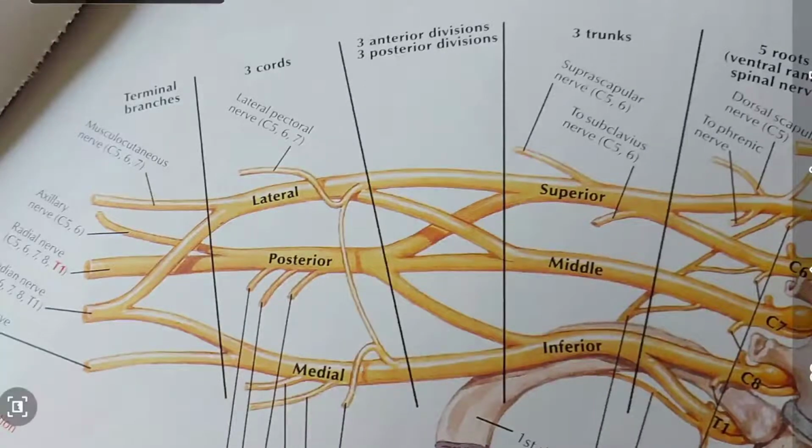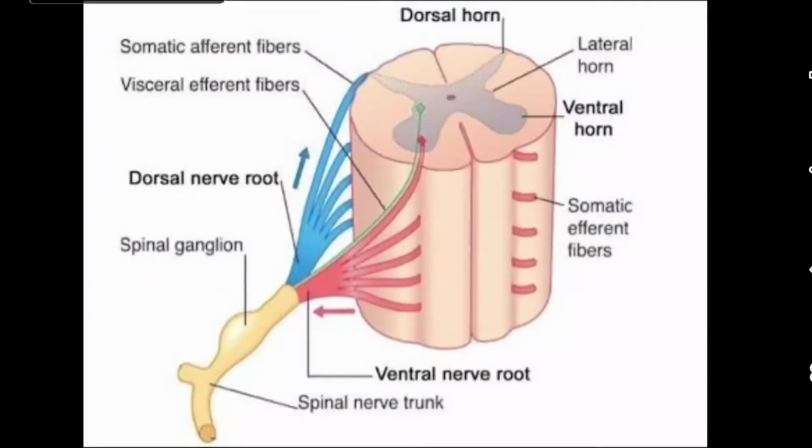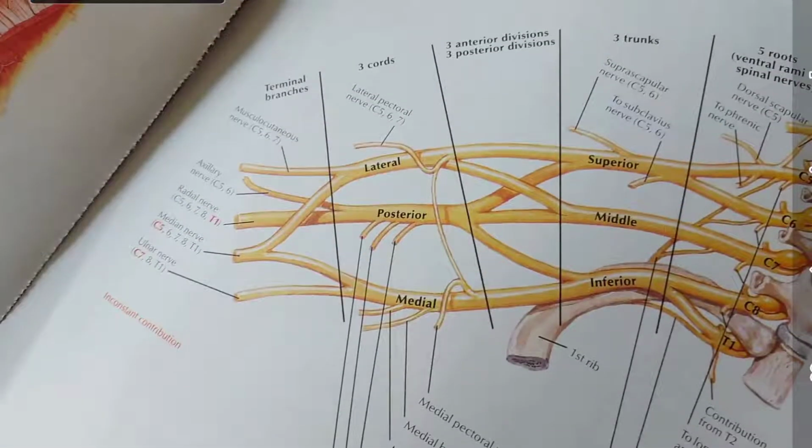We know that in the spinal cord there are root and there is the trunk. Here also we see there is the root and this is the trunk. So this trunk will be formed by roots. Here is one root, here is another root. These two roots united to form this trunk. This is the superior trunk. This superior trunk then divides into the anterior division and the posterior division.